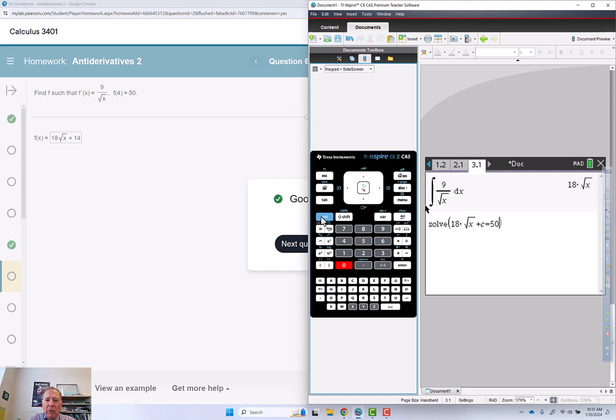Then I'm going to go to control equals, get the such that bar, x equals 4, and then comma, I'm solving for c. And there we get c equals 14. So our full function is 18 times the square root of x plus 14. That concludes this video.